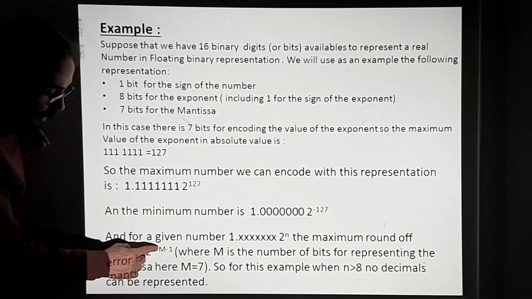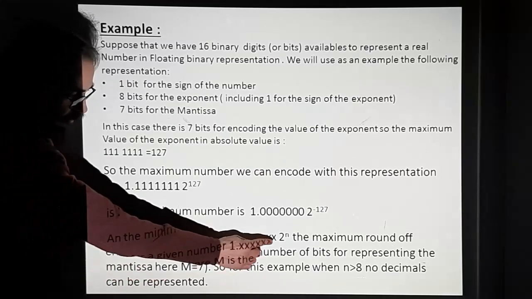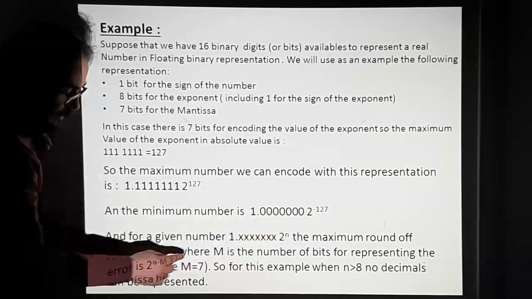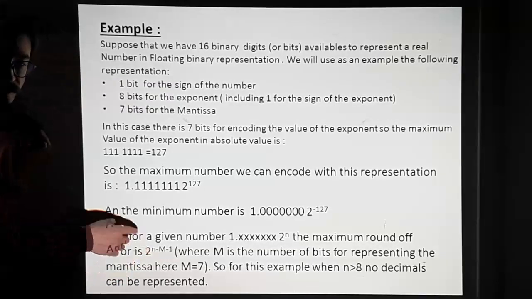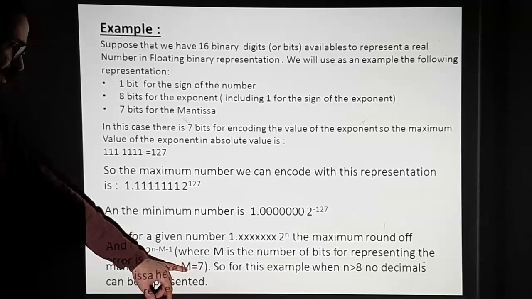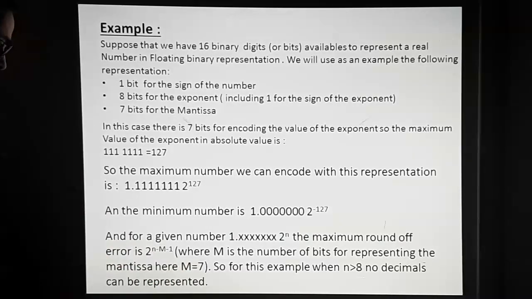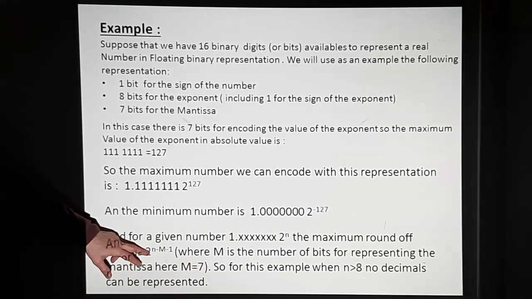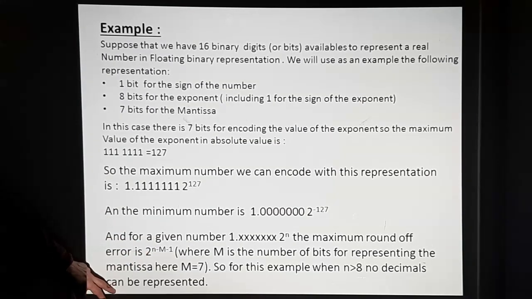So it will be 2 power minus m minus 1, so the value of this bit, multiplied by 2 power n. But for example here, where m equals 7, if the exponent becomes superior to 8, then we cannot represent the decimals anymore.